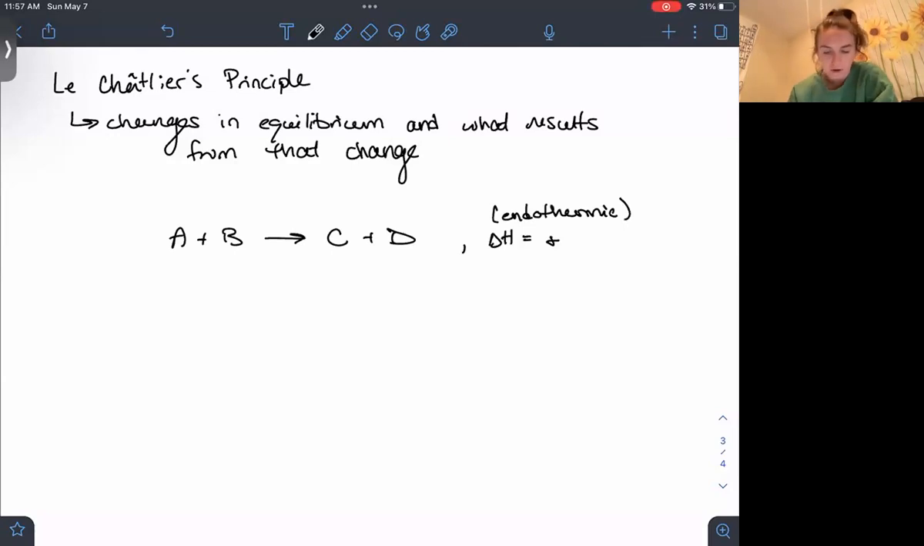Going over Le Chatelier's, I want to know if I increase the amount of A I have at equilibrium, what's going to happen to my reaction? If I increase A, do we make more reactants or more products? Good, we're going to make more products. I'm increasing the amount of A, so I have to shift my whole reaction to the right-hand side.